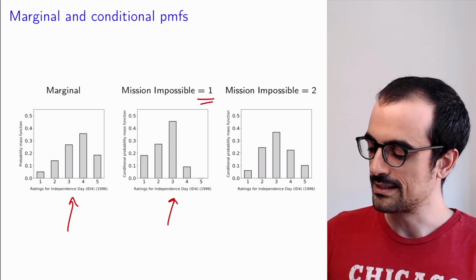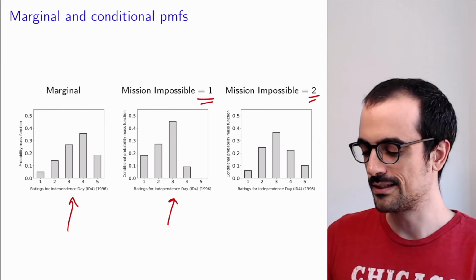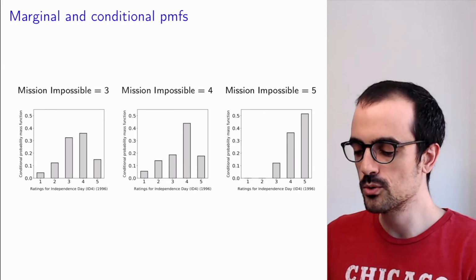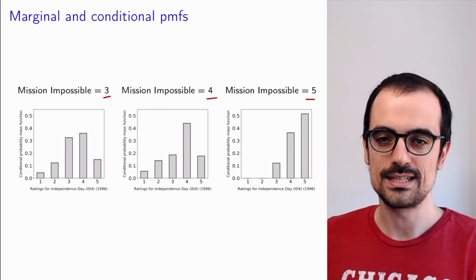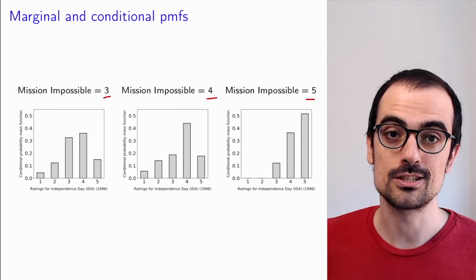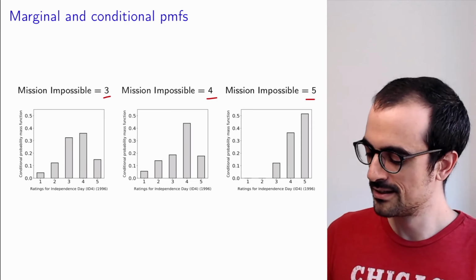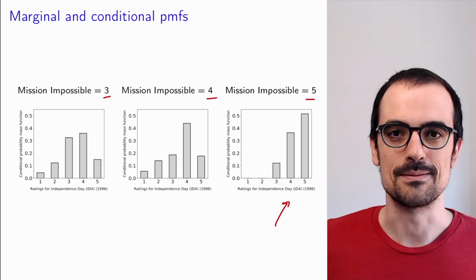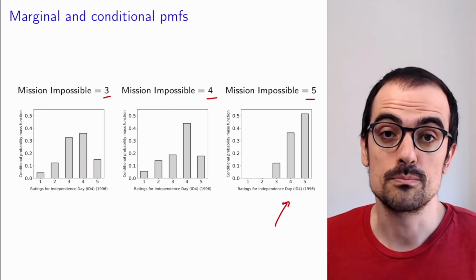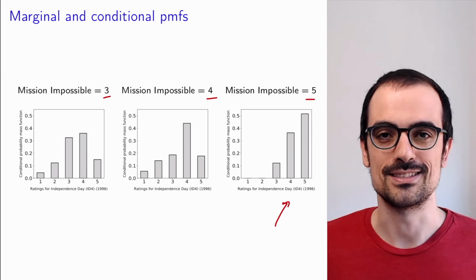Then, those who disliked Mission Impossible, but not so much, tend to like Independence Day a little bit more. And as we move to liking Mission Impossible more and more, we see that there's a clear, very strong dependence between liking Mission Impossible and liking Independence Day. The people that loved Mission Impossible also love Independence Day. So the conditional PMF is capturing this relationship, this dependence between the two quantities.